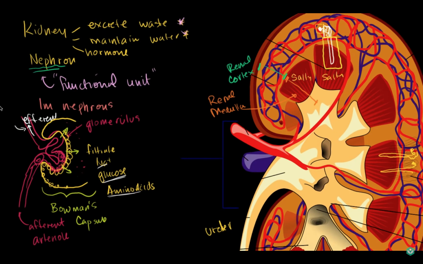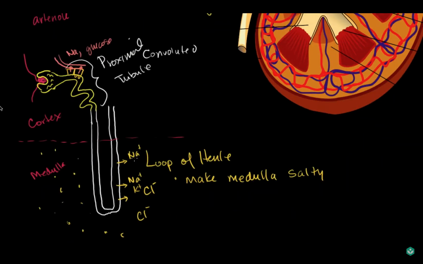It's not just to take back these salts from the filtrate, although that's part of the reason. But by making this salty, so this part, the ascending part, is only permeable to these salts and these ions. So only ions. It's not permeable to water. So we could say not permeable to water. Not water. The descending part of the loop of Henle is only permeable to water. Only water.